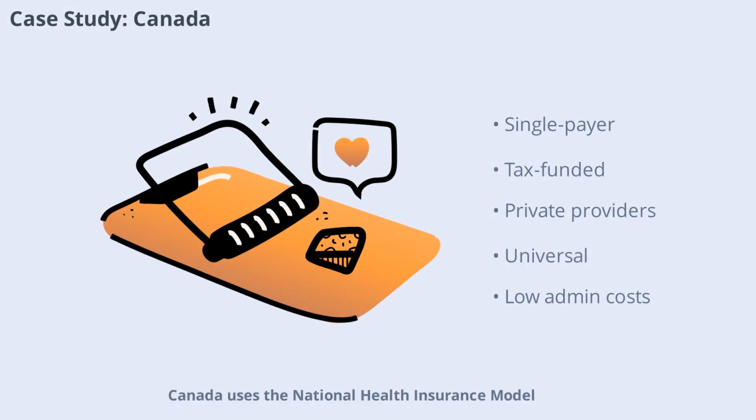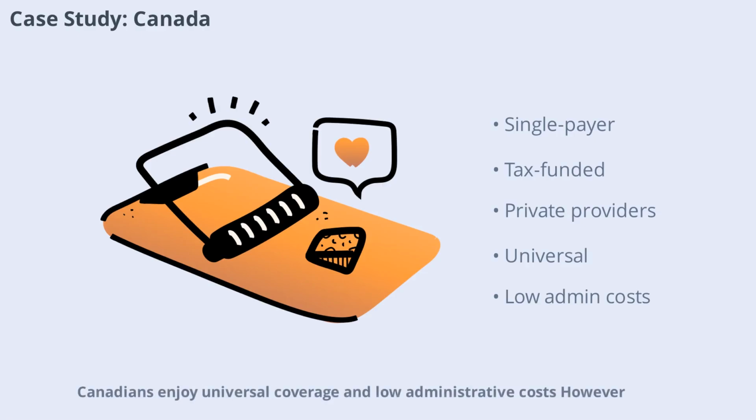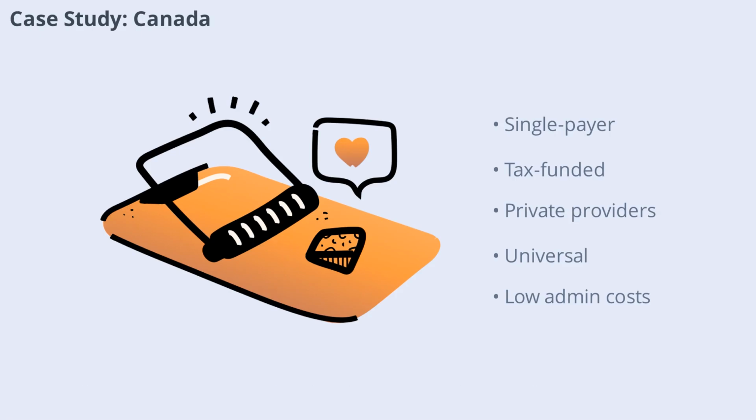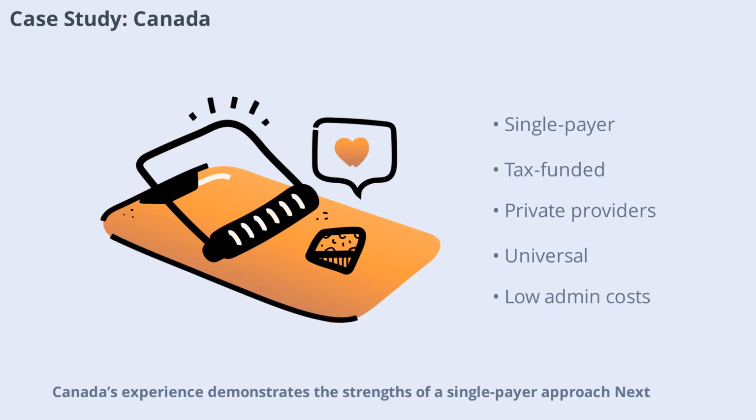Canada uses the national health insurance model, with a single-payer system funded by taxes. Healthcare providers are mostly private, but the government pays for essential services. Canadians enjoy universal coverage and low administrative costs. However, some services like dental care may not be covered. Canada's experience demonstrates the strengths of a single-payer approach.